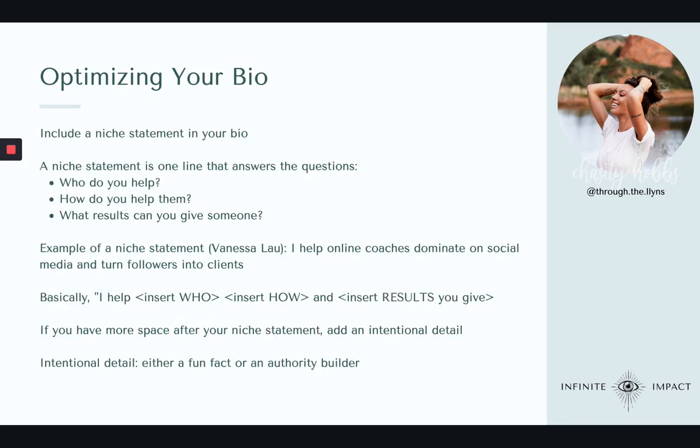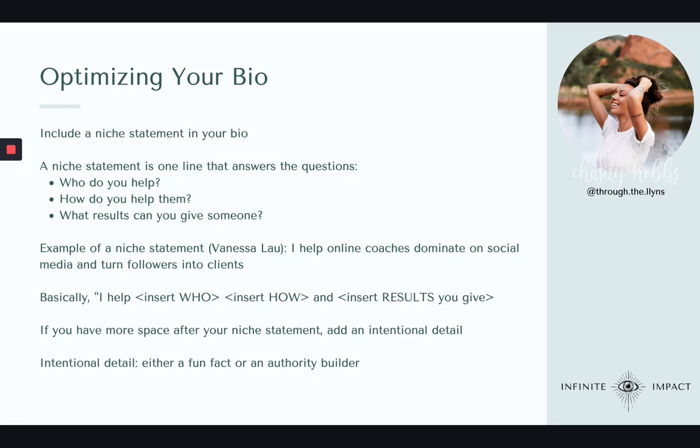So you also want to include a niche statement in your bio. A niche statement is one line that answers the questions: who do you help? How do you help them? What results can you give someone? An example of a niche statement here from Vanessa is: I help online coaches dominate on social media and turn followers into clients. So basically, I help, insert who you help, insert how you help, and insert the results you give.